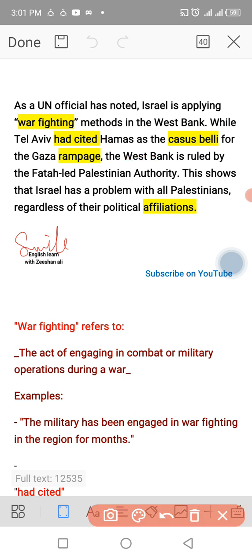The next paragraph: As a UN official has noted, Israel is applying war-fighting methods in the West Bank, while Tel Aviv had cited Hamas as the casus belli for the Gaza rampage. The West Bank is ruled by a Fatah-led Palestinian Authority. This shows that Israel has a problem with all Palestinians, regardless of their political affiliations. The important words are: war-fighting, had cited, casus belli, rampage, and affiliations.